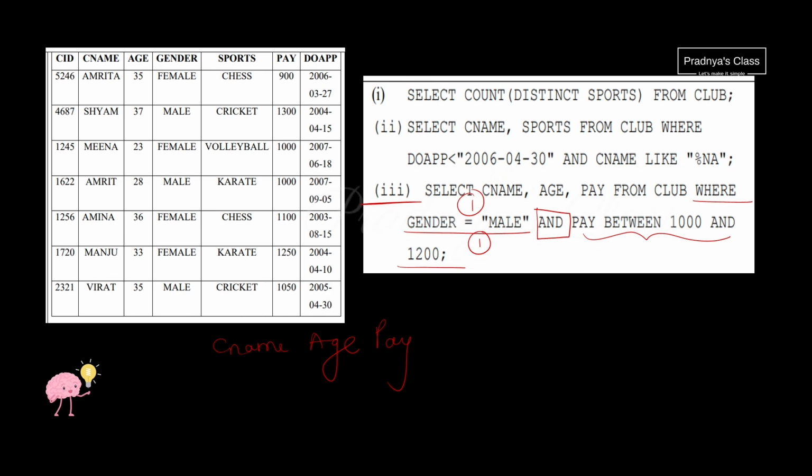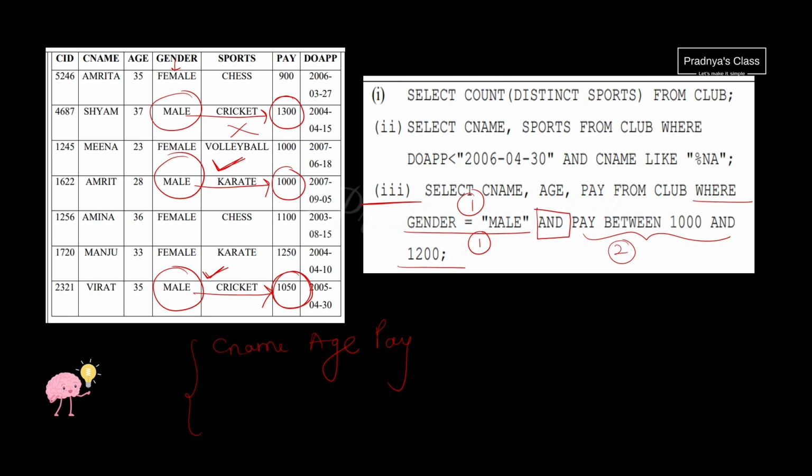Look at the gender column. With male we have total 3 records. Now let's check out for the second condition. For this record pay is 1300. It doesn't satisfy the criteria because it is more than the specified range. Look at the next record. Pay is 1000. Yes, this record satisfies both the conditions. Moving ahead to the next record, the pay is 1050. This record also satisfies both the conditions.